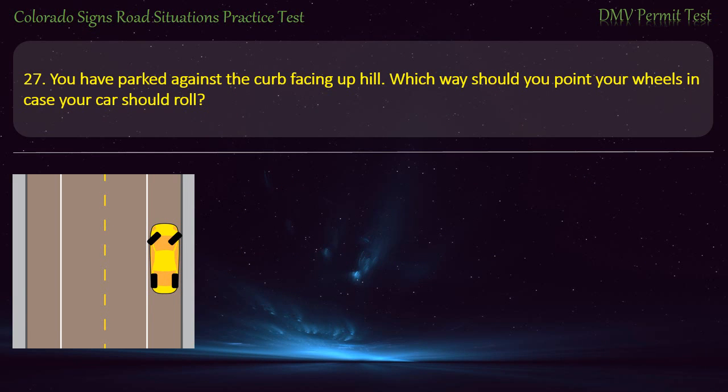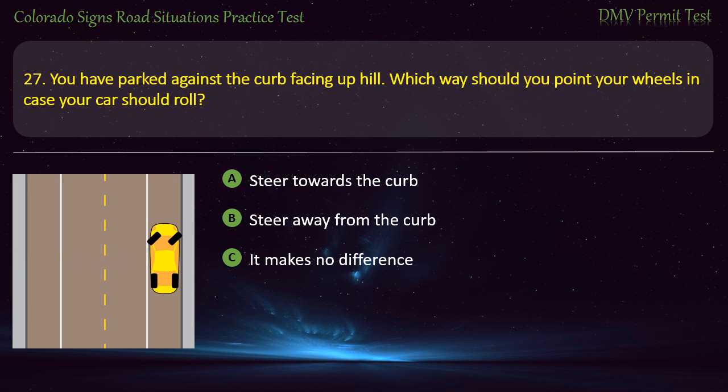Question 27. You have parked against the curb facing uphill. Which way should you point your wheels in case your car should roll? Steer towards the curb. Steer away from the curb. It makes no difference. Keep your wheels straight. Answer. Steer away from the curb.